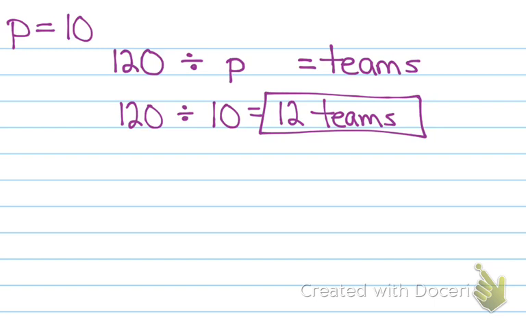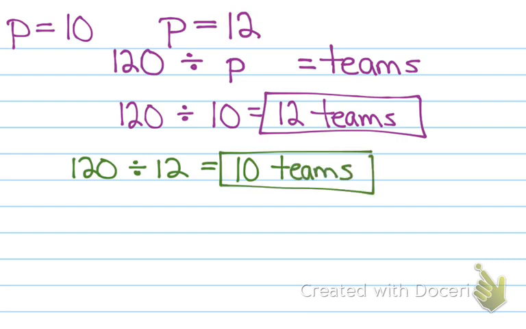Very good. All right, so she knows exactly where I'm going with this. I can increase the number of players on each team, so I decrease the number of teams that I have. All right, so let's give P a value of 12. So now I'm going to keep 12 players per team. All right, so how many teams am I going to have now? 10. I'm going to have 10 teams.